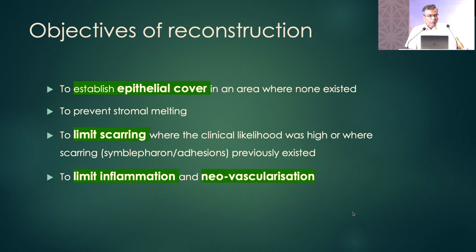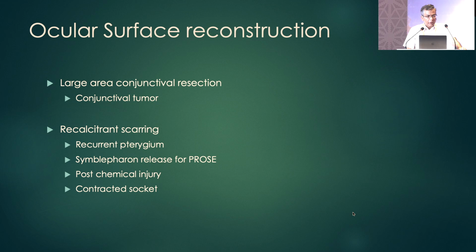Coming to ocular surface reconstruction, the objectives are, importantly, to establish the epithelial cover that prevents stromal melting. It also limits the scarring and also limits inflammation.